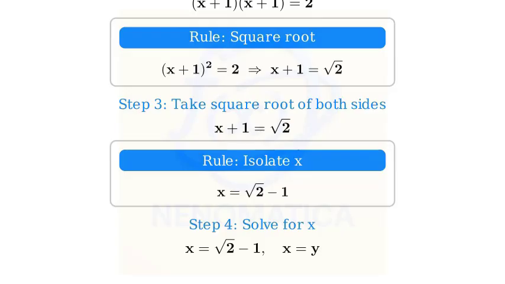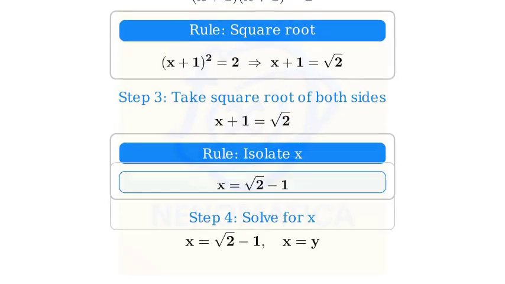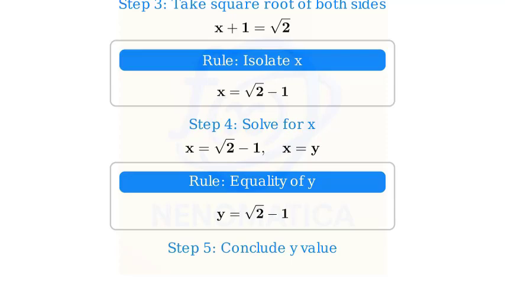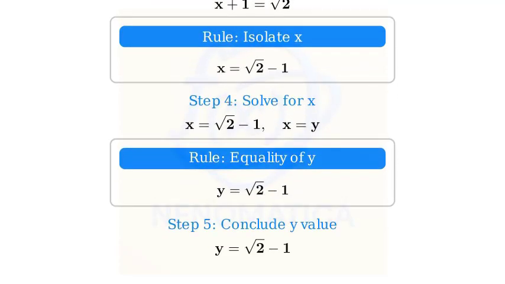Step 5. Conclude the value for y. Because x equals y, we have y equals square root 2 minus 1. So the pair is x equals y equals square root 2 minus 1.